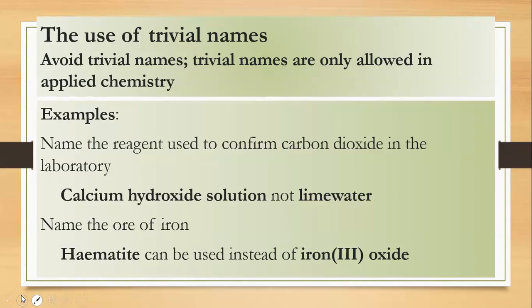The only instance where we can allow these names is when we are dealing with questions that come from applied chemistry. For example, one of the ores of iron is known as hematite, which is a trivial name for iron 3 oxide. And since the extraction of metals comes from applied chemistry, it is okay to write the name of the ore as hematite. But if the question is not coming from applied chemistry, please make sure that you write the systematic name and not the trivial name.